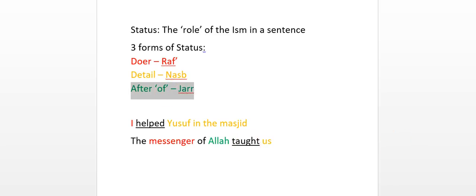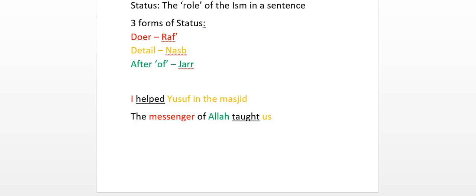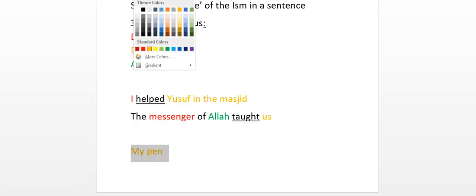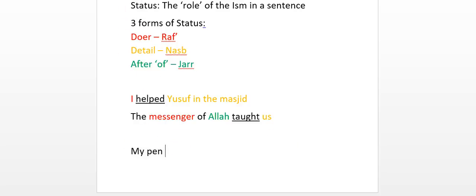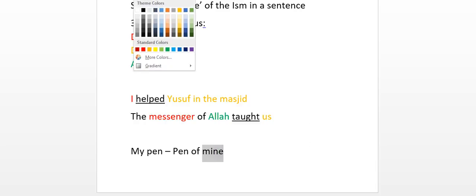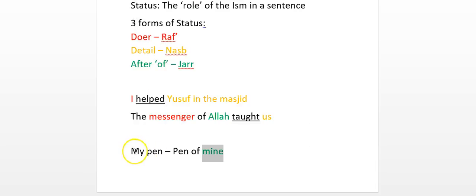And one final point on the after ofs is that sometimes you may have to discover an of. For example, if I say my pen, is there another way of saying my pen in English? Yes, there is. You can also say pen of mine. Now, which word has come after of? The word mine. So when you say my pen, in reality, what you're saying also is pen of mine. So the word after of in reality is my over here. So that's going to be your jar.